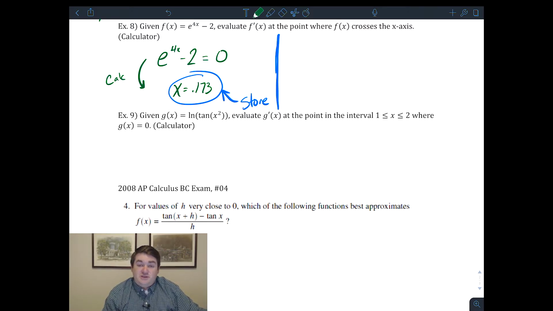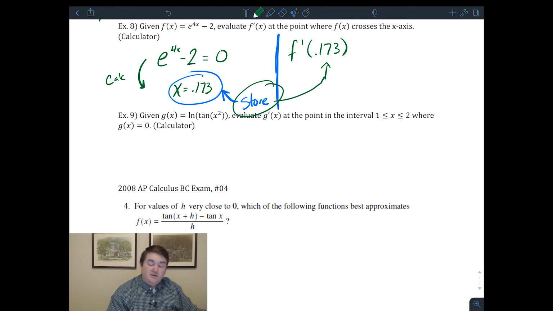Now, no matter what calculator you're using, it probably has the ability to take a function and then tell you what the derivative is at a certain point without ever having to know what the derivative actually is. So f prime of 0.173, again, don't plug in 0.173, plug in the stored value that you had earlier. If you plug in the exact value, then your answer is going to be exactly 8. So if you got a decimal value close to 8, it might be because you didn't use a stored value. So get in the habit of storing a value that you get in the middle of a problem that you need to use later on.